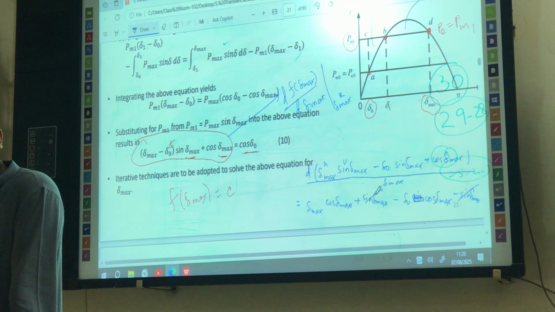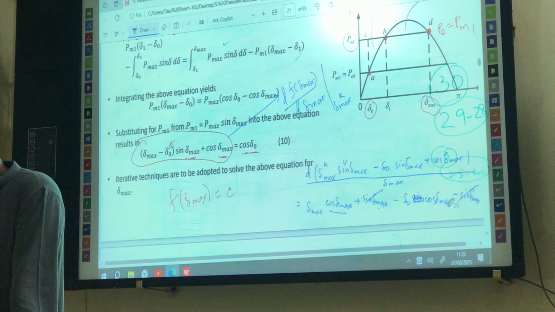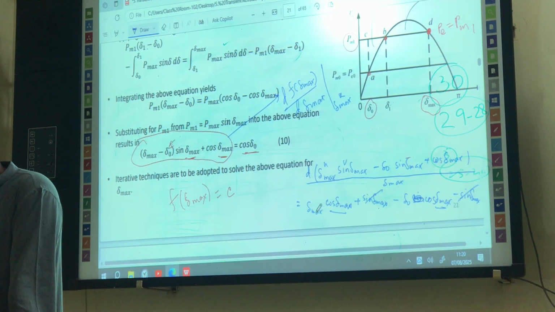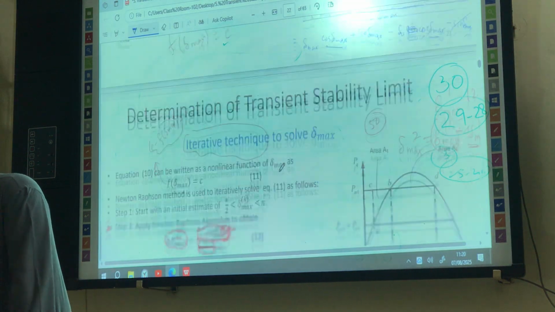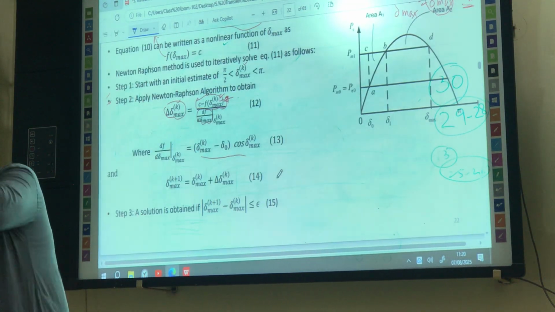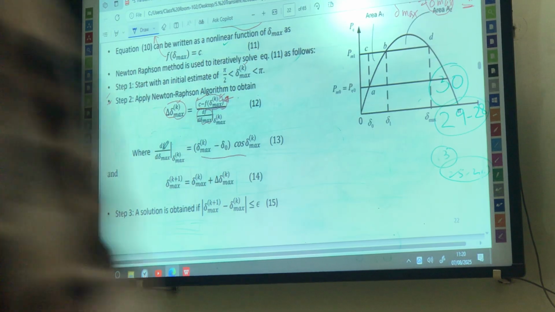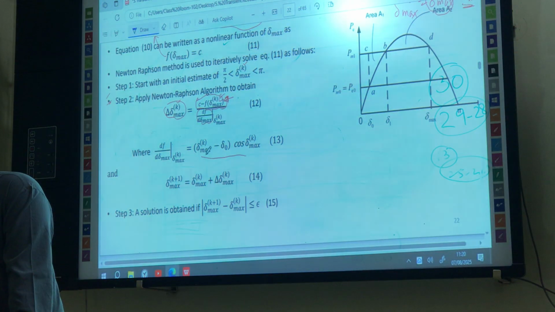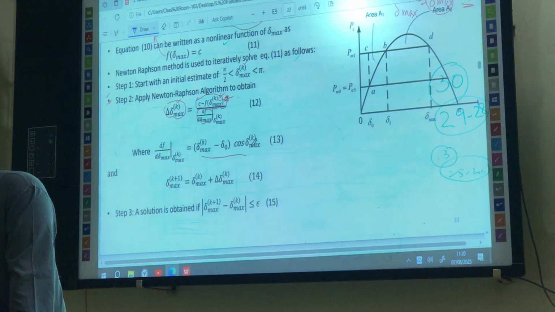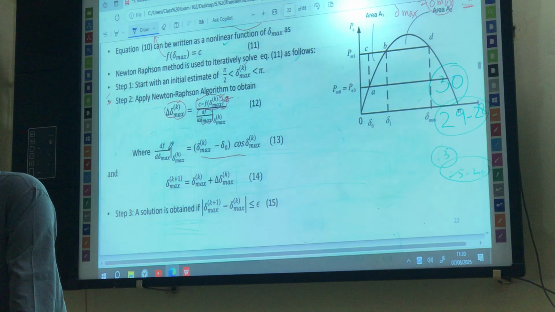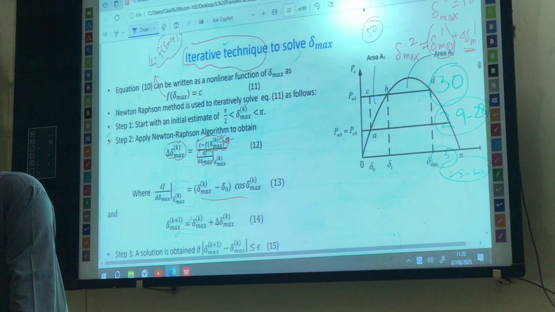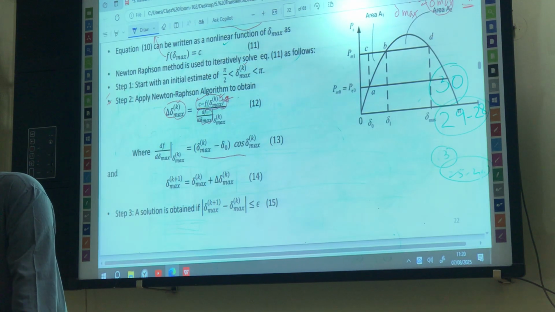This and this will cancel out. This is cos delta max, this is cos delta max. If you take common, it will be cos delta max multiplied by delta max minus delta naught. Okay, that thing is written over there. This is the differentiation of this f: delta max minus delta naught cos delta max, and you have to evaluate this differentiation at delta max k. So put this 120 degree initial value here, you will get the result here.